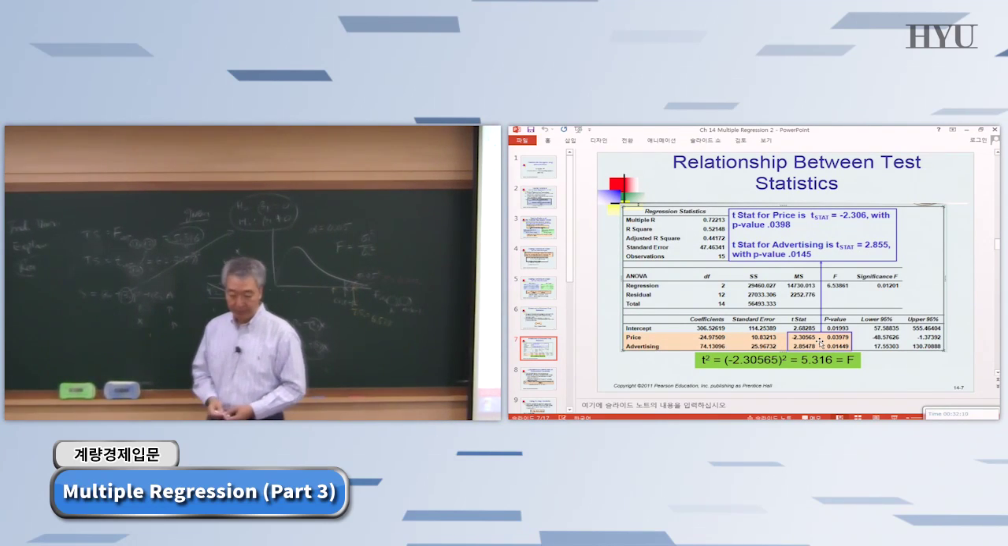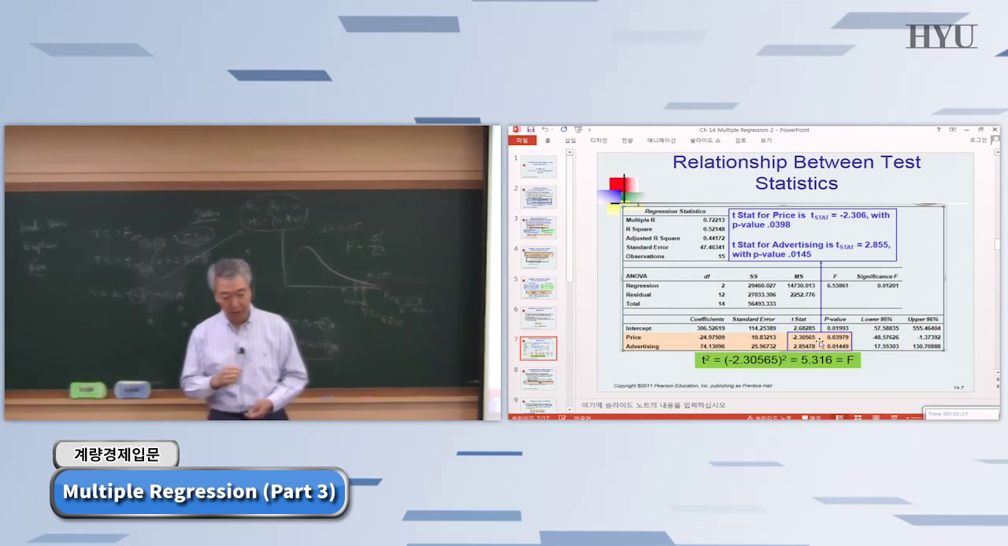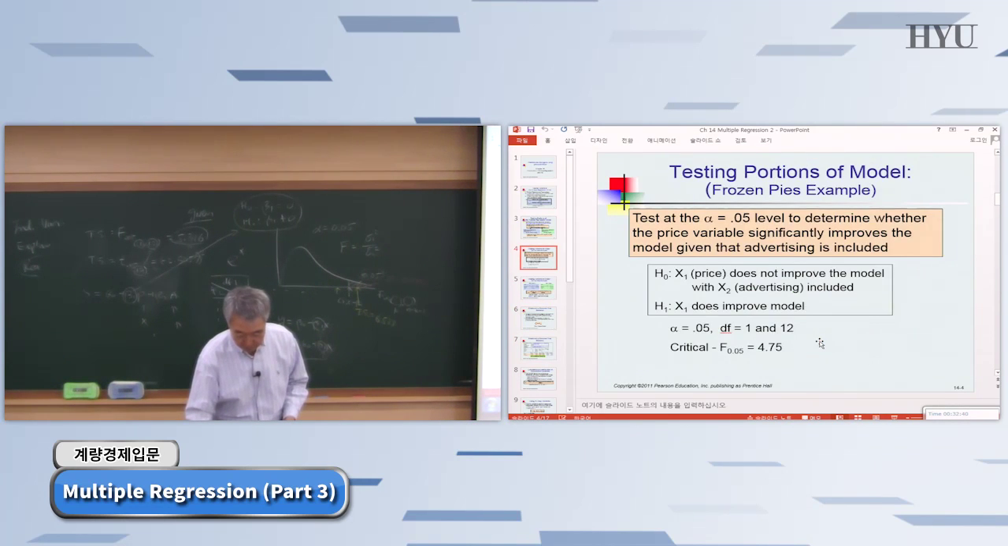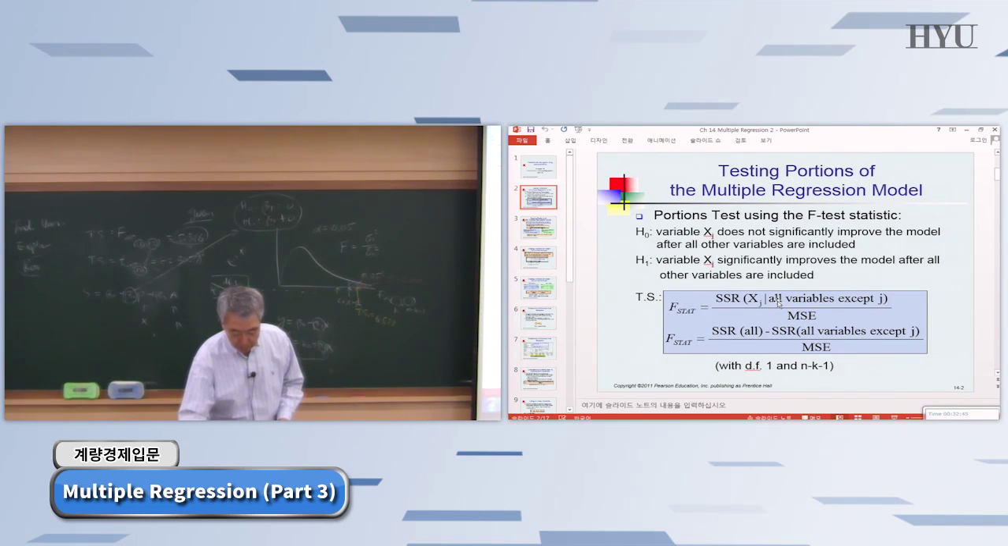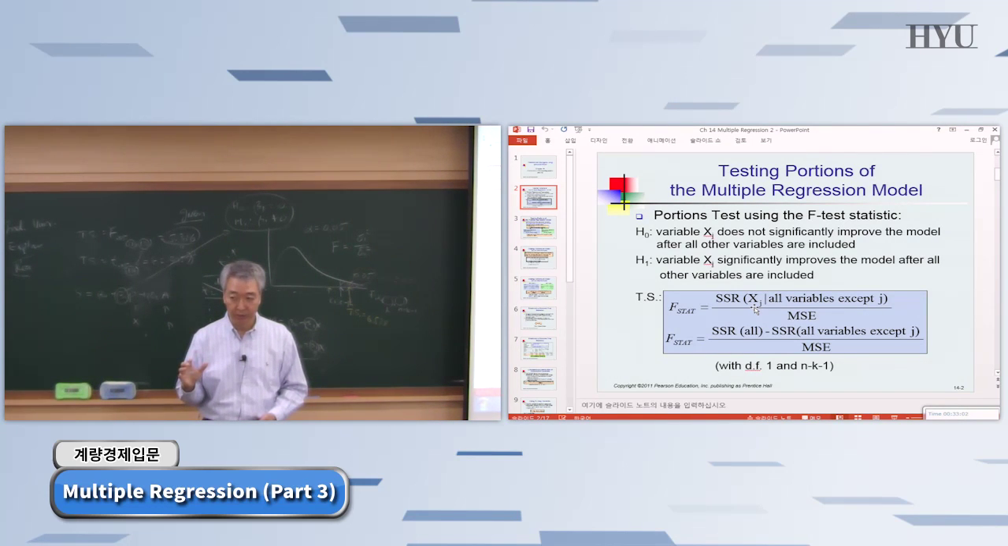In other words, if you're testing the significance of only one independent variable in the presence of the others, it doesn't matter how many independent variables you have in your model. Let's say you have 5 independent variables, and you want to test whether adding that last variable, the 5th variable, makes any difference. Then you don't need this portions test, because you're asking about the significance of one independent variable.